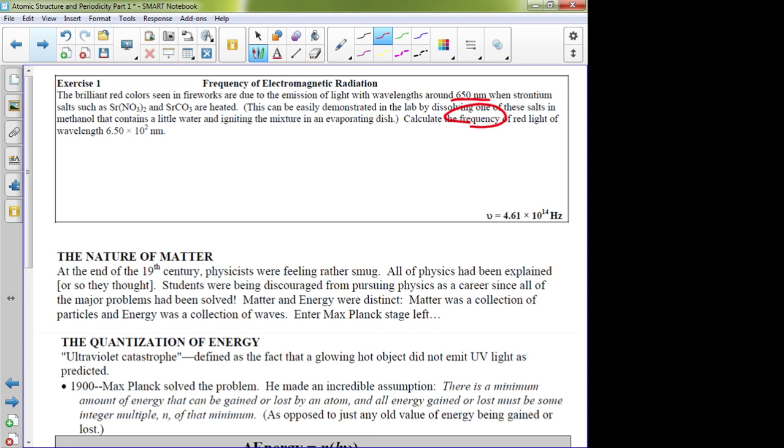Alright, so let's calculate the frequency. So what equation do we know that relates wavelength and frequency? C is equal to lambda times frequency. Okay. So what are we solving for? Frequency. So frequency is going to be equal to what? That's going to be C divided by lambda. There you go. C divided by lambda. So C is equal to what?